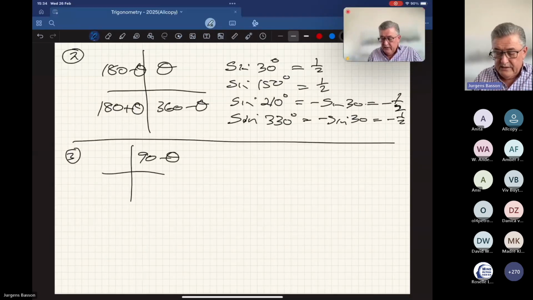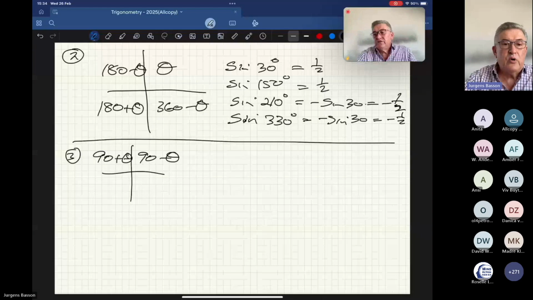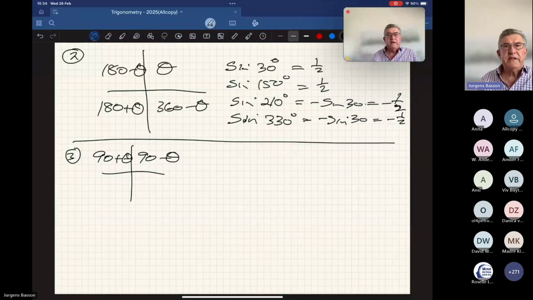90 minus and 90 plus. These are the co-functions. Now, ladies and gentlemen, I am aware that there are many teachers who are doing the 270 minus and 270 plus as well. I personally don't think it's a problem. It is not in the syllabus, so it will not be directly tested. If you want to expose your learners and you have time and they can cope with it, of course, it's your choice. I'm going to stick to 90 minus and 90 plus.